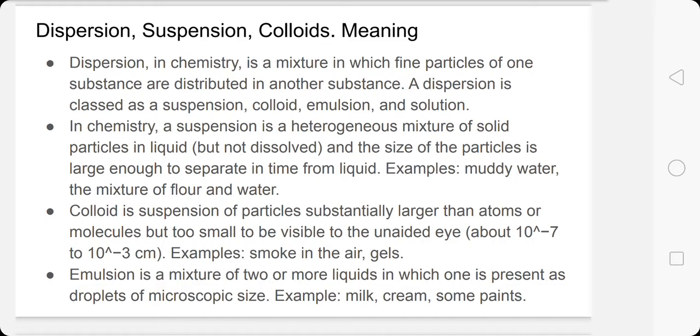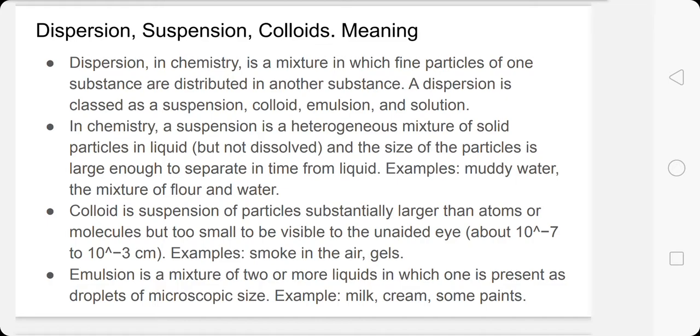And colloid is a suspension of particles that are substantially larger than atoms or molecules, but too small to be visible by the naked eye. So about 10 to the power of minus 7 to 10 to the power of minus 3 centimeters. The size is 10 micron maximum, and down to 1/10 of a nanometer, or 10 to the power of minus 5 meter, which is 10 micron. Examples are smoke in the air and gels.